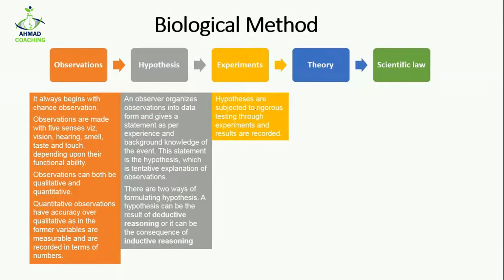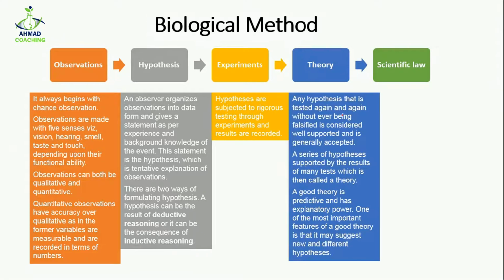The hypotheses are subjected to rigorous testing, and the testing is done through experiments so that we can accept the hypothesis or reject the hypothesis. When we perform the experiments, we are going to collect the data and get the results. Any hypothesis that is tested again and again without being falsified is considered well supported and is generally accepted. For example, we said that the birds fly because they have wings, and we said that sparrow is a bird, so it is also going to have wings.